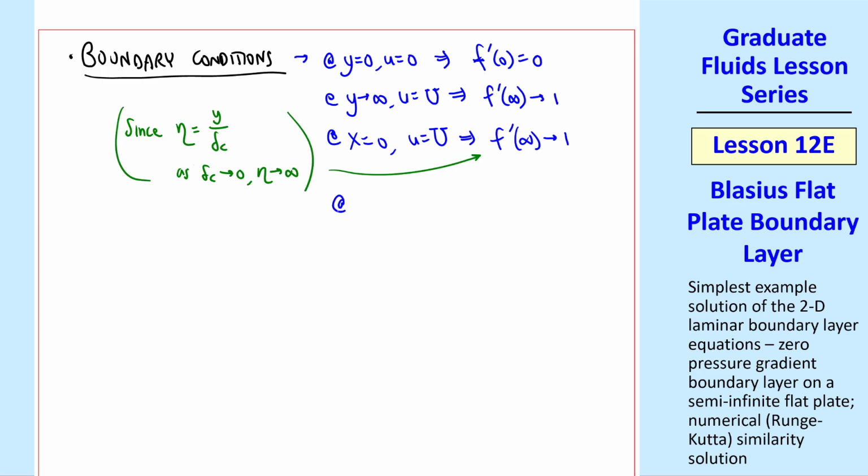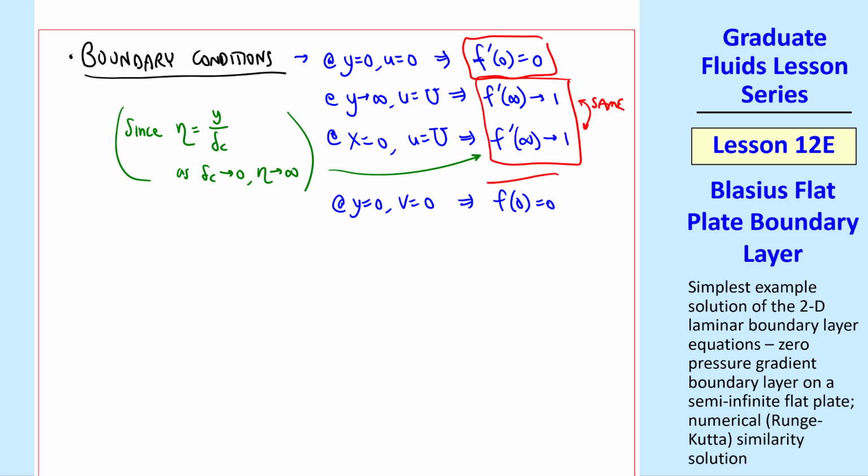And our fourth boundary condition was at y equals 0, v equals 0, and that just leads to f of 0 equals 0. Remember, we had already specified this to get rid of that g of x. Well, fortunately, we notice that these two are the same, and we have thus 3 boundary conditions for a third order equation in similarity variables.